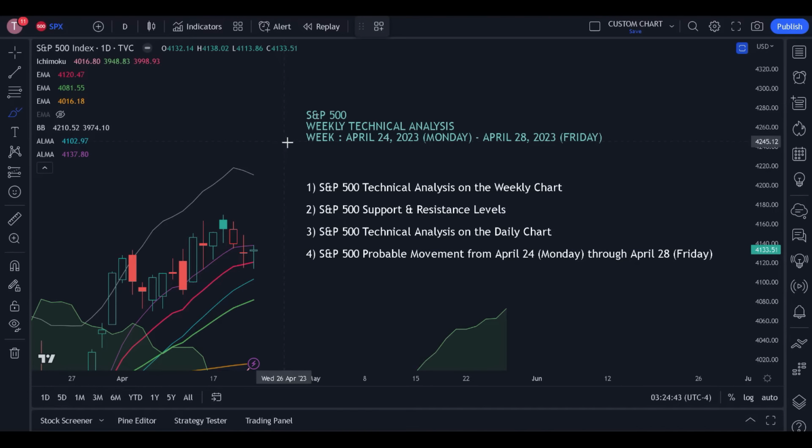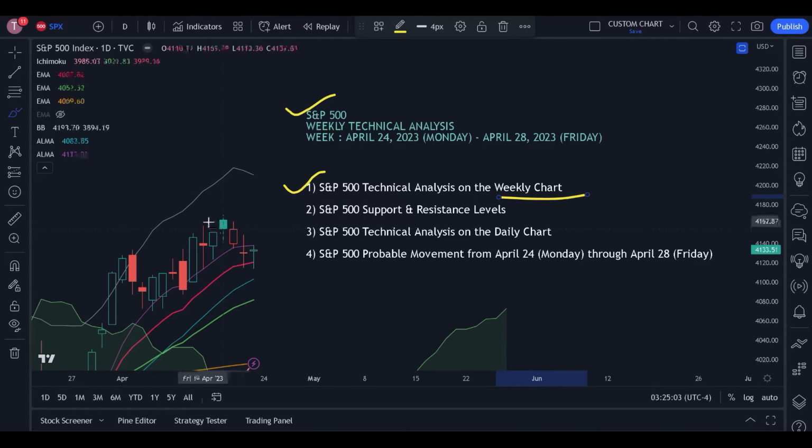Now guys, I am going to discuss the agenda of this S&P 500 weekly technical analysis for the week of April 24th, 2023. That is from April 24th, Monday, through April 28th, Friday. So the first point of the agenda is the S&P 500 technical analysis on the weekly chart.